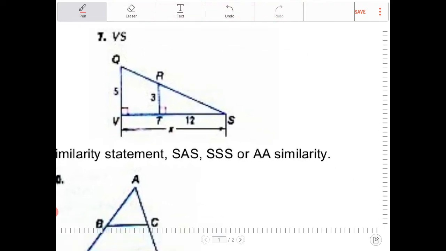All right, moving on. Here, I have two right angles, so that's one angle, and it's sharing one angle there, so it's angle-angle theorem again. So then I can say 12 to 3 is to x to 5. Cross multiply both sides. I end up with x is equal to 20. I'm asked to find out what is VS, right? So VS is equal to 20.